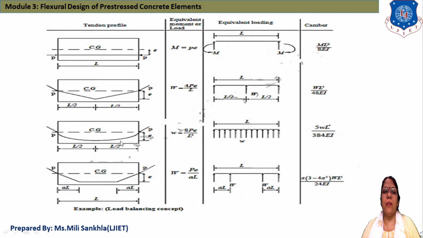And this figure is parabolic tendon, okay, and the equation of W, that means our equivalent load, is equal to 8Pe by L square, and the equation of deflection is equal to 5 W L raised to 4 divided by 384 EI. And when our prestressed member is subjected to two-point load, at that time W is equal to Pe by aL, and this is the equation for deflection, a in bracket 3 minus 4a square, W L cube divided by 24 EI. Okay, this equation we use for solving the example.